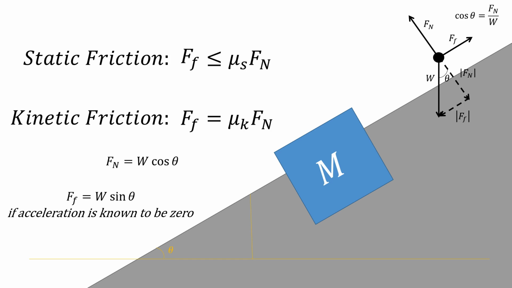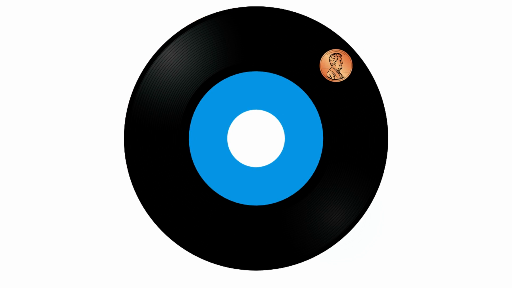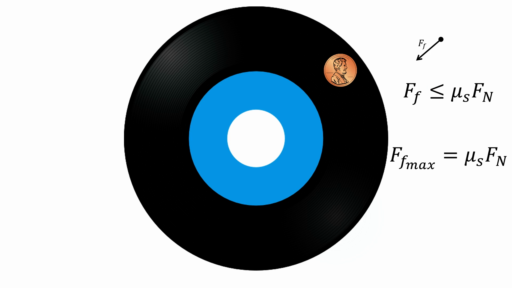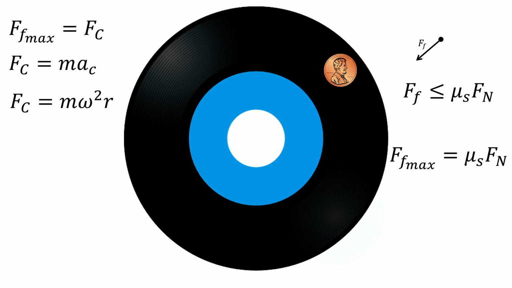Let's take an example. A penny spins on a record. How fast can the record spin while keeping the penny in place? Because the penny is traveling in a circle, there must be a centripetal force acting on the penny. This centripetal force is provided by the force of friction between the record and the penny. Because the penny is at rest relative to the record, we use static friction to solve this problem. If I'm looking for the biggest possible force of friction, I can turn the inequality into an equality. This maximum frictional force is acting as a centripetal force, and centripetal forces are equal to m times the centripetal acceleration, which is just omega squared times r, the radius the penny is spinning on.